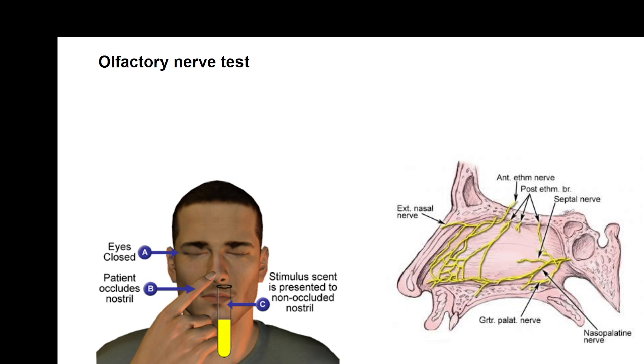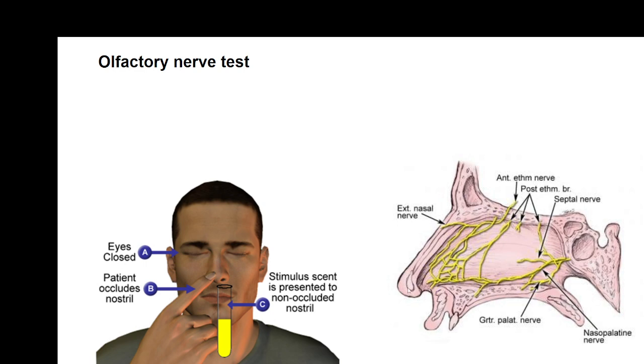Any smelling substance could be used. It need not be a pleasant smell or a foul smell, that doesn't make much difference. Important is that the visual input has to be avoided, so the patient has to keep the eyes closed, and you may have to examine the smell sensation in each nostril separately by keeping the substance. It could be any substance whose smell the patient can identify, which is familiar.